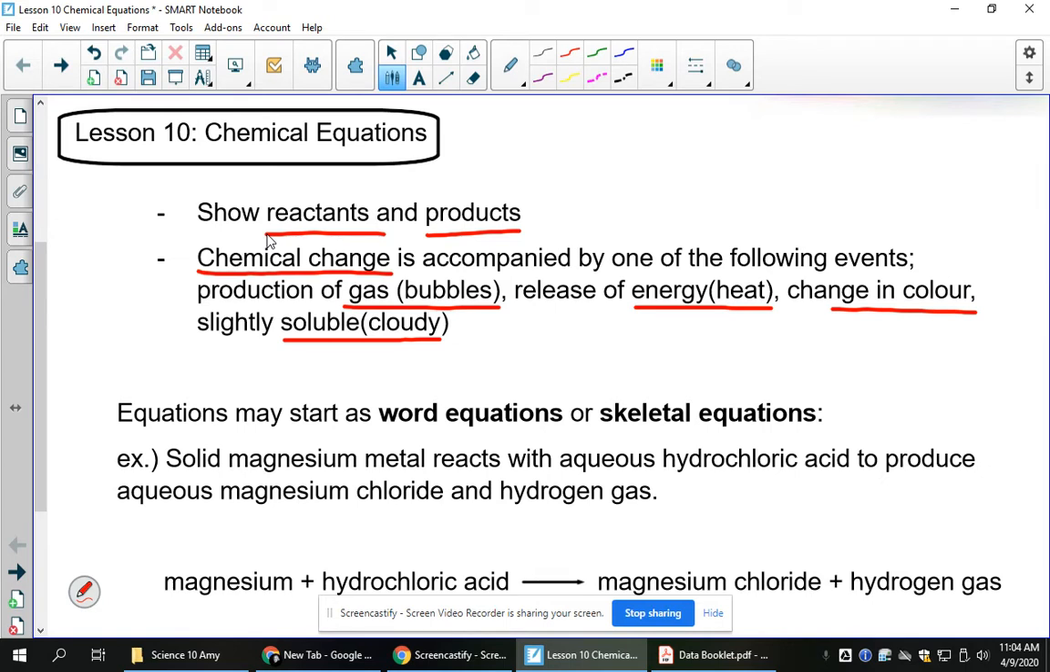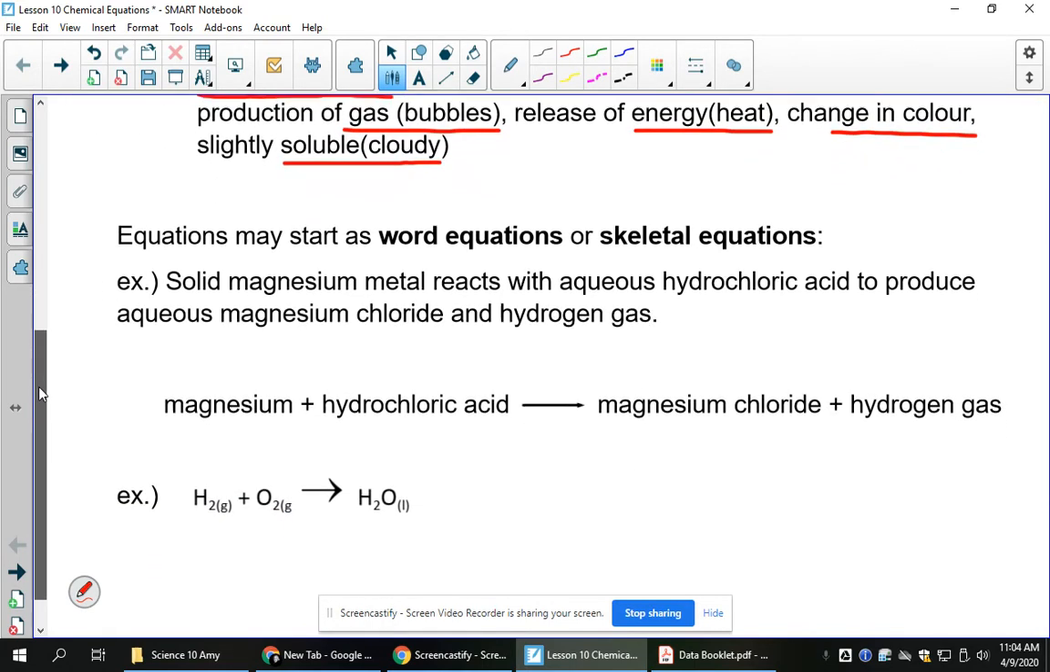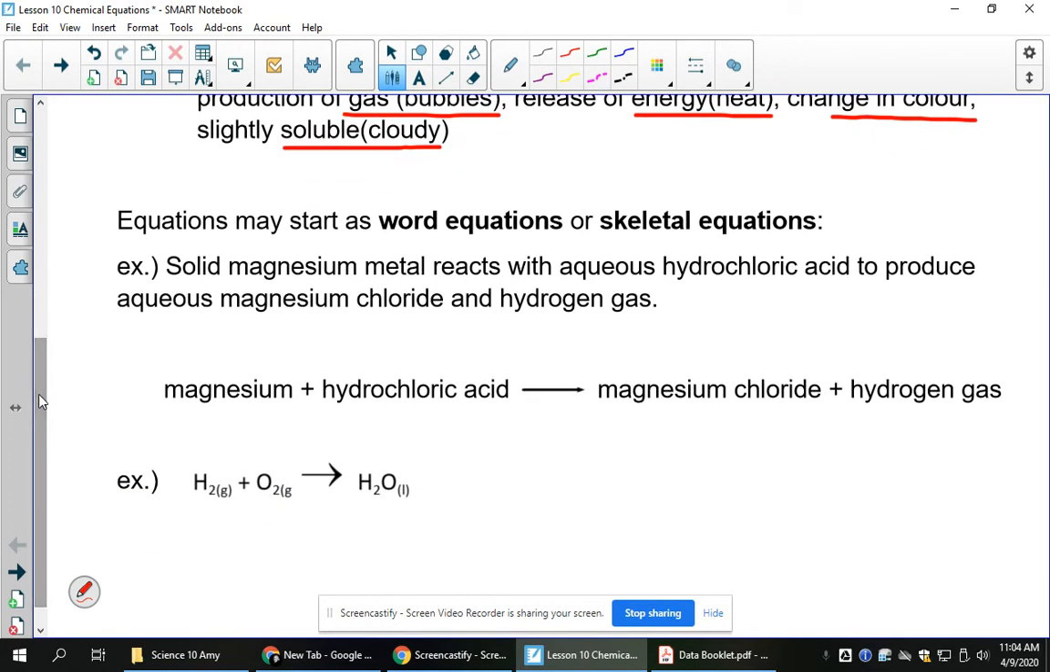So what happens is equations might start with the word equation, or they could give you a skeletal equation. And what you have to do, regardless of what they start with, is you need to write it out with the proper chemical formulas. So this is why we've spent so much time learning how to write ionic compounds and use a solubility table. That's also important. First example, solid magnesium metal reacts with aqueous hydrochloric acid to produce aqueous magnesium chloride and hydrogen gas.